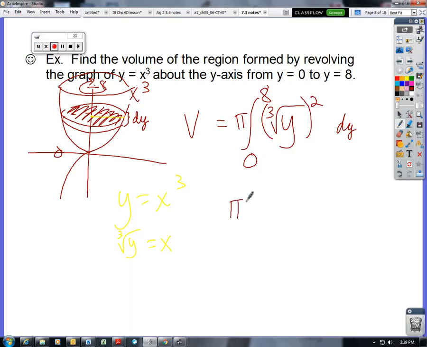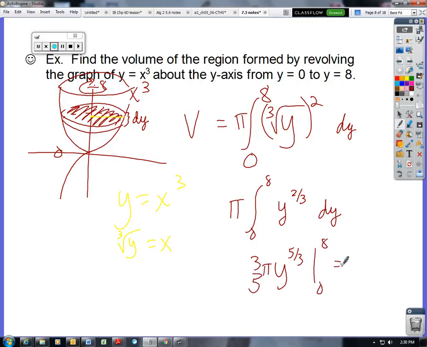You can try that on your own. I'll just do it real quickly here. So that's y to the 2/3 dy. And then to integrate, we can use the power rule, so we add 1, which gives 5/3, times 3/5. There's the pi there, from 0 to 8. So we're going to have 3/5 pi times 8 to the 1/3 to the 5th. So that's 2 to the 5th, which is 32.